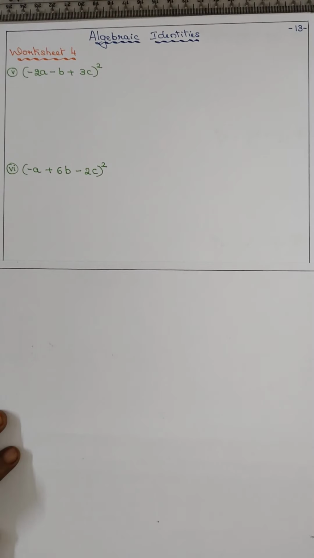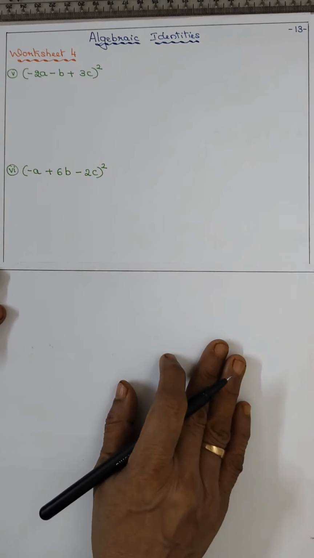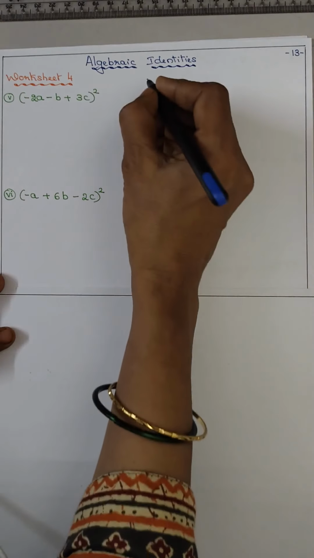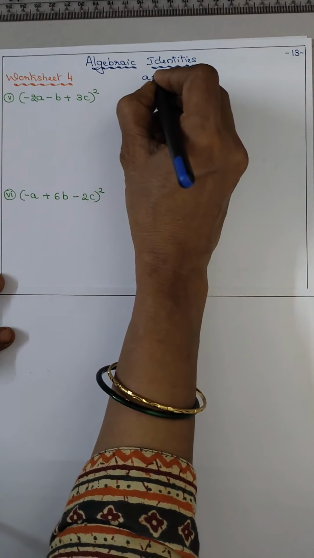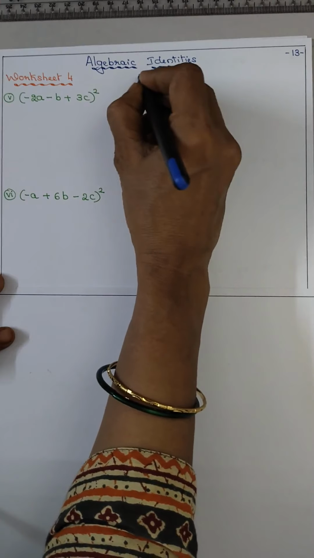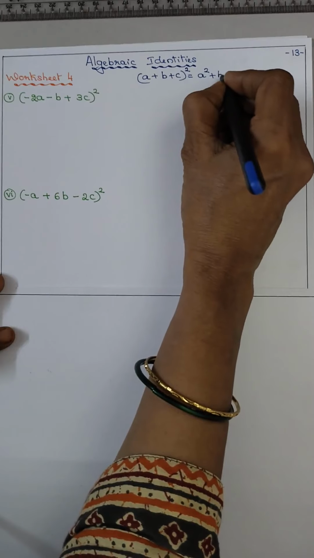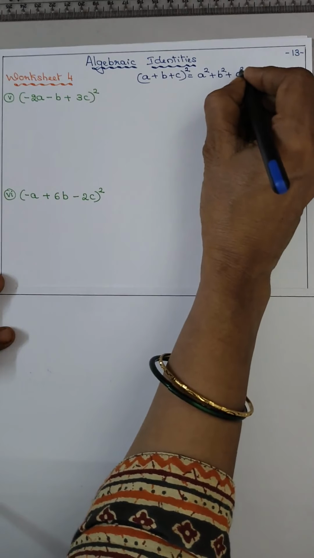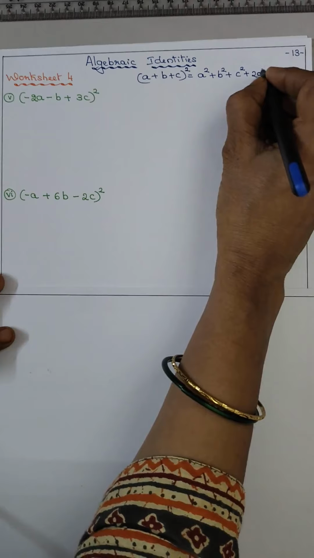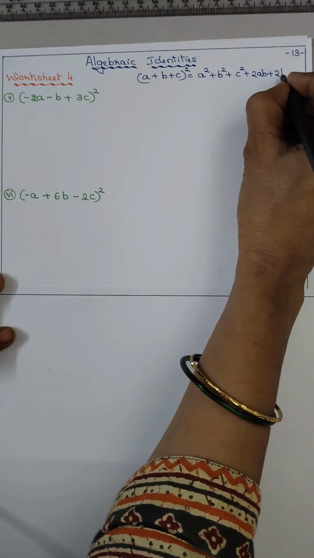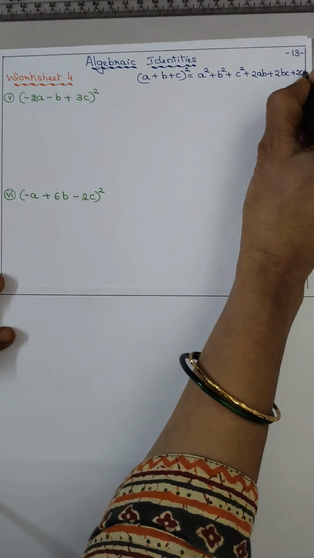Hello 8th standard students, we were discussing worksheet 4 of algebraic identities, that is, the fourth identity. Hope you remember the fourth identity. Let us write it once to recollect it. (a + b + c) the whole squared is equal to a squared plus b squared plus c squared plus 2ab plus 2bc plus 2ca.